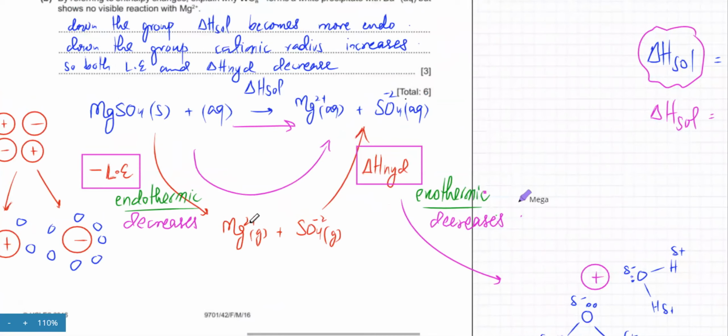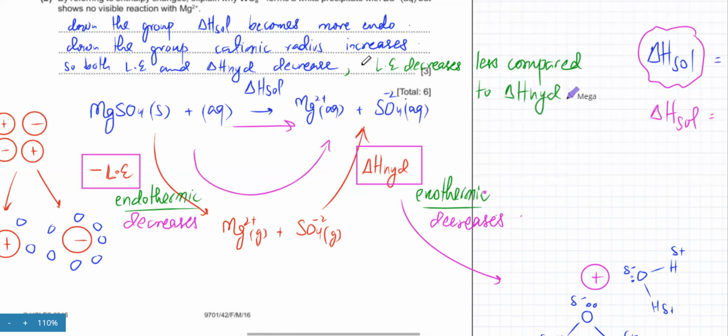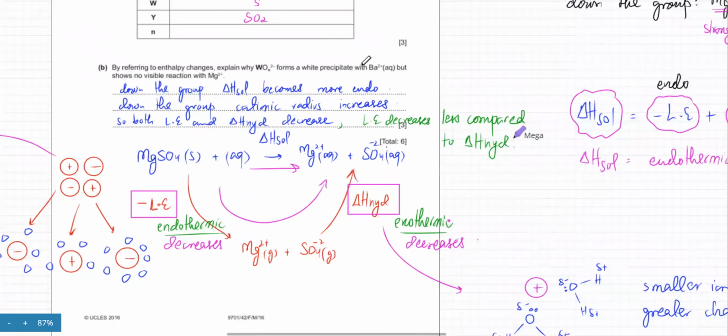So it's becoming easy to break the lattice down the group. But because it's a bigger ion, it's not forming bonds with water. It's not getting surrounded by water molecules, which is why it's not dissolving. Bigger ions don't attract water molecules that strongly. So the point is both lattice energy and enthalpy of hydration decrease. And the last point is going to be that the lattice energy decreases less compared to enthalpy of hydration. That's the last point.